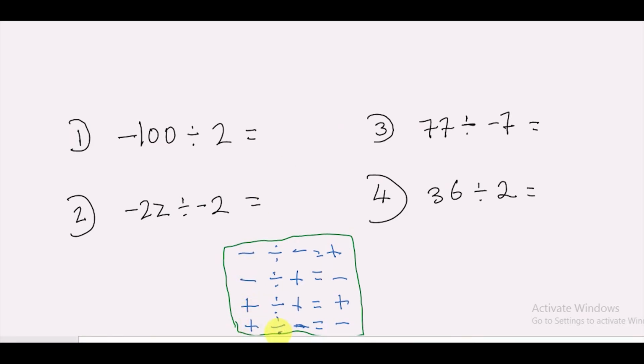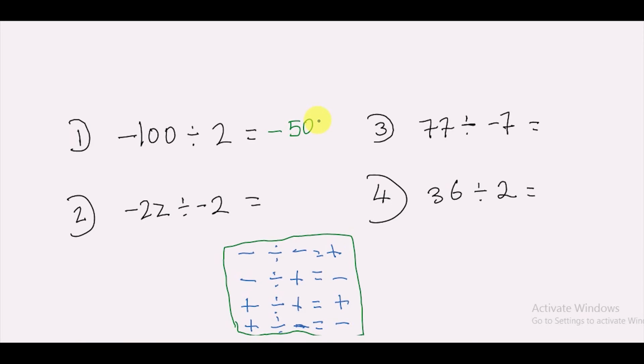Minus divided by plus is what? Negative. So minus divided by positive here is negative. Then 100 divided by 2 is what? 50. So my answer to number 1 is minus 50.